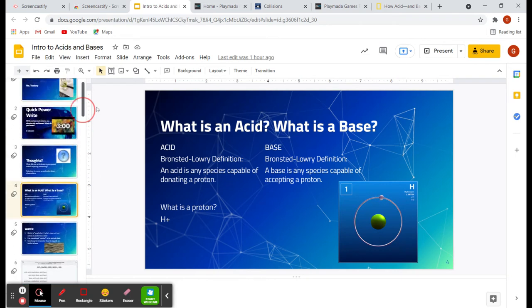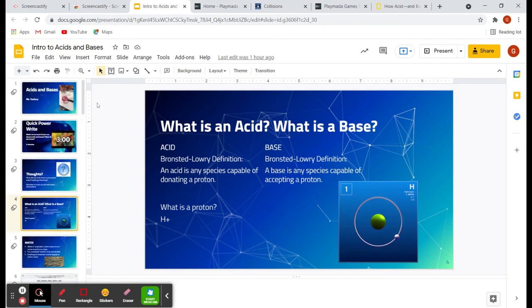So, the learning objective for this lesson was to make sure that we could identify Bronsted-Lowry acids and bases, differentiate between strong acids, strong bases, weak acids, and weak bases, and calculate the pH of a solution given the concentration of hydroxide or hydronium ion in that solution. So, this PowerPoint will give you all that you need to know. Like I said, it'll be linked.